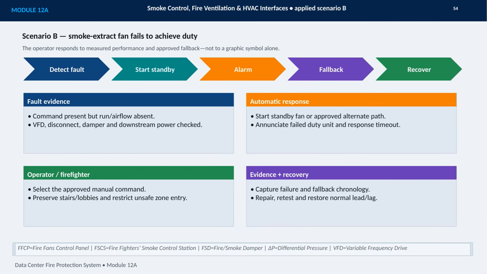The response is not complete until the event is documented. Capture the failure and fallback chronology, repair the equipment, retest the system, and restore the normal lead and lag arrangement. Measured performance, approved fallback, and documented recovery are the controls that make this response reliable. The abbreviations at the bottom identify the key interfaces, including the FFCP, FSCS, fire and smoke dampers, differential pressure, and VFD.